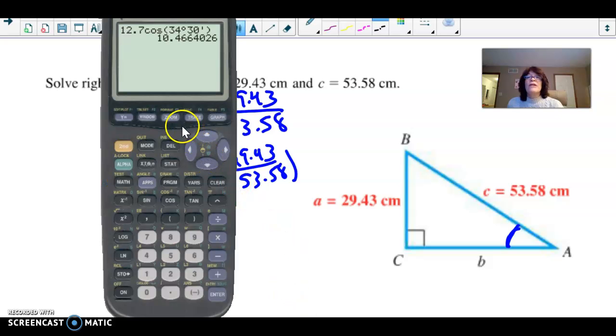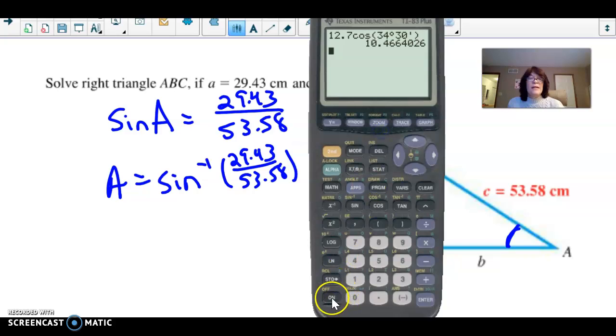Now, about the rounding off: if I would take 29.43 and divide it by 53.58, and maybe round that to 0.5493 and then take the inverse sine of 0.5493, then I'm going to get 33.32 degrees. I'm going to round up. So that might be okay.